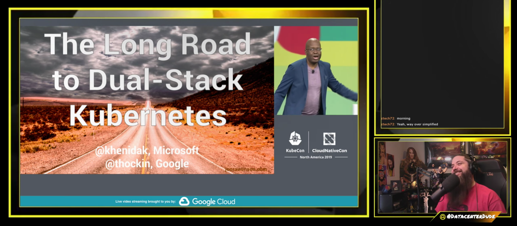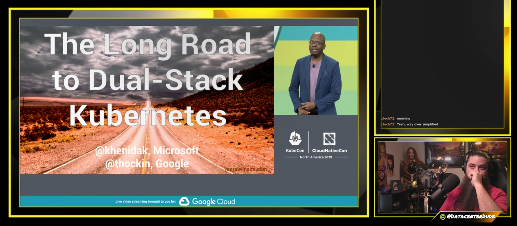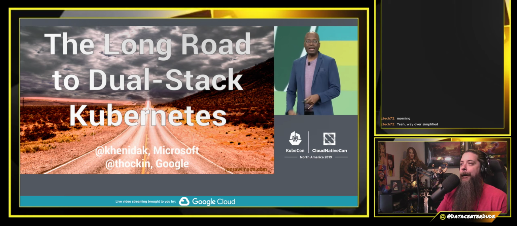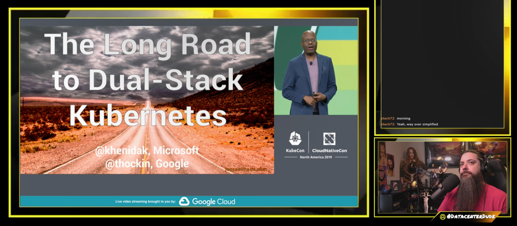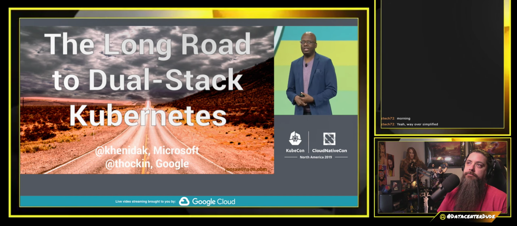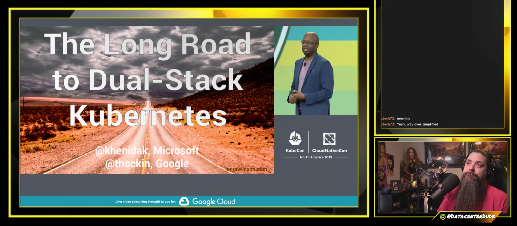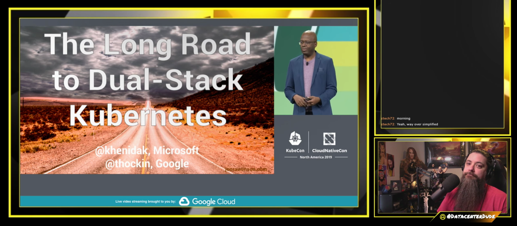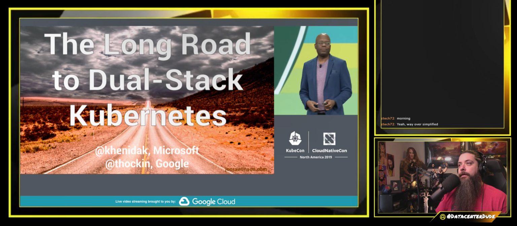All right, so our next presenters are Tim Hocken and Cal Hendiak. Tim is a principal software engineer at Google, where he works on Kubernetes and Google Container Engine. Cal is a software engineer at Azure. Today, they will share the journey of how IPv4 and IPv6 dual stack Kubernetes has progressed over the years, and how the community has banded together to land such a massive change that touches almost every part of Kubernetes. Please welcome Tim Hocken and Cal Hendiak.